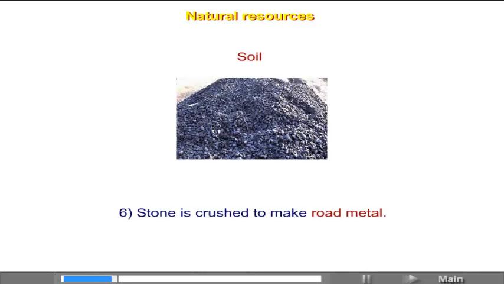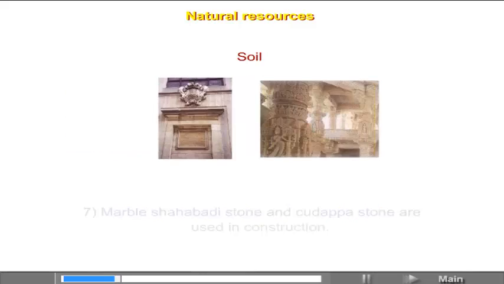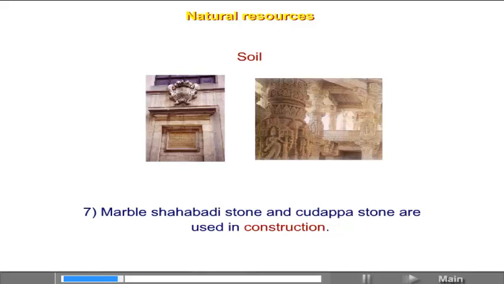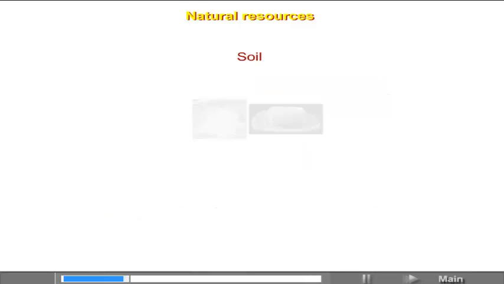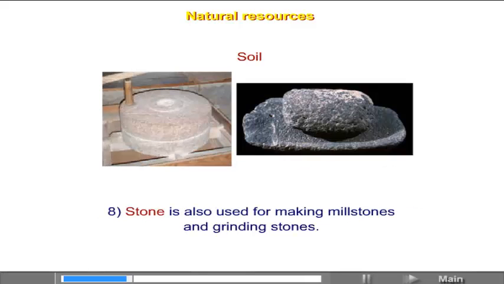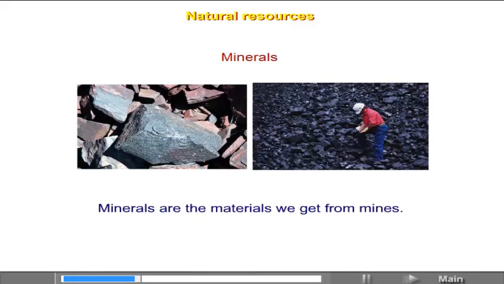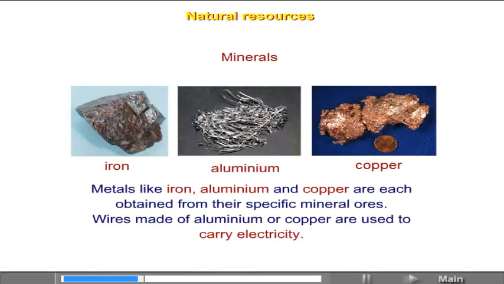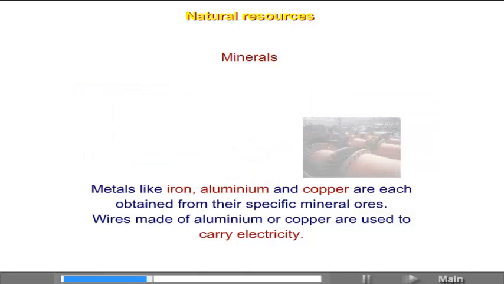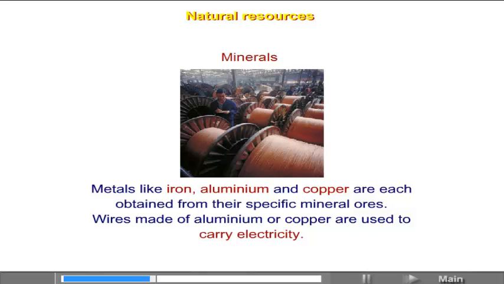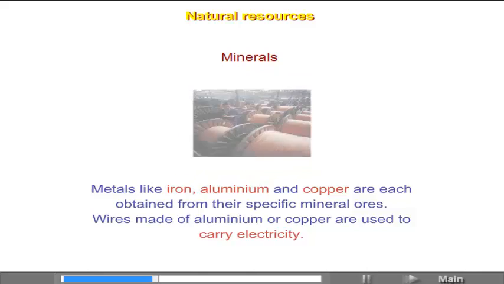6. Stone is crushed to make road metal. 7. Marble, Shahbadi stone and Kudappa stone are used in construction. 8. Stone is also used for making millstones and grinding stones. Minerals. Minerals are the material we get from mines. Metals like iron, aluminium and copper are each obtained from their specific ores. Wires made of aluminium or copper are used to carry electricity.